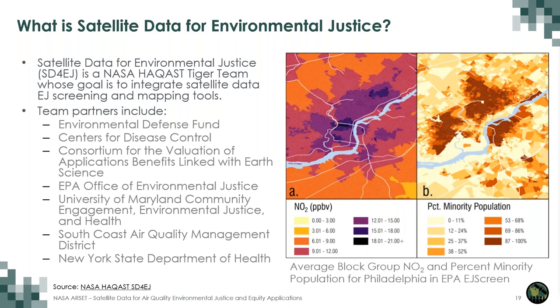The goal of this team is to integrate satellite data into existing mapping and screening tools, which support environmental justice applications. To do this, the team includes many partners in federal, state, university, and nonprofit organizations. And you'll see several examples of how satellite data have been integrated into these organizations' tools in this training. And now I'll pass it to Shobana Gupta, who will tell us about NASA's Equity and Environmental Justice Program.